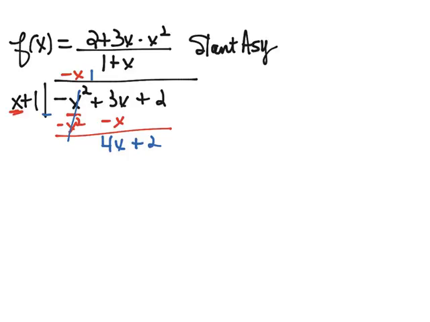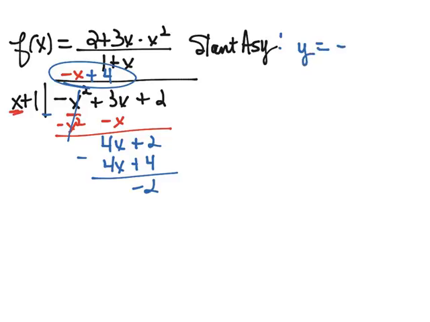X divides into 4x 4 times. 4 times x is 4x. 4 times 1 is 4. And so when we subtract 2 minus 4, we get a remainder of negative 2. Now the remainder is not important. The slant asymptote is whatever this quotient is. So our slant asymptote is y equals negative x plus 4.